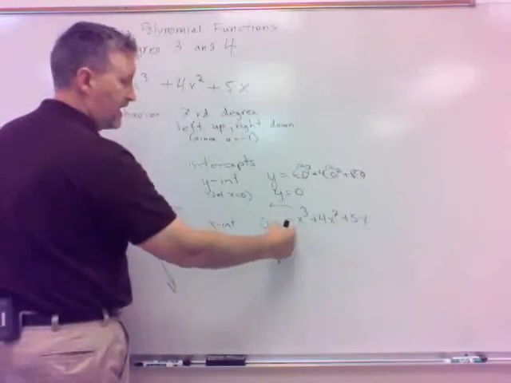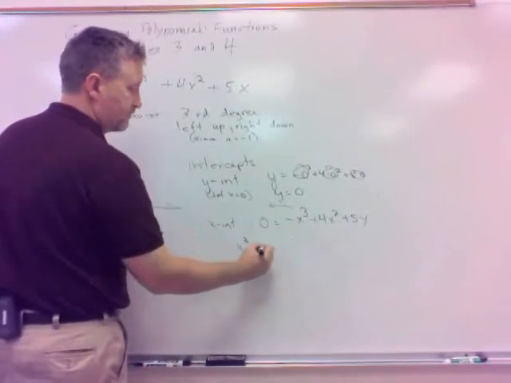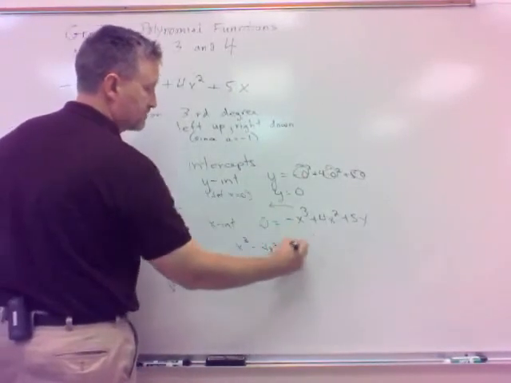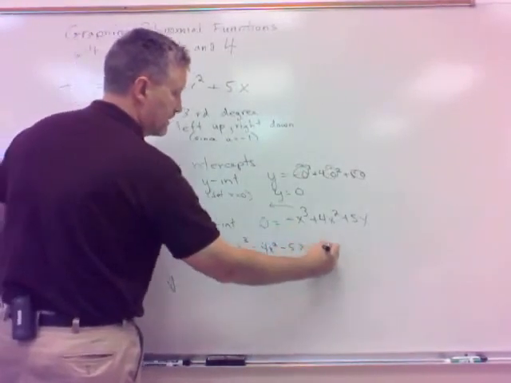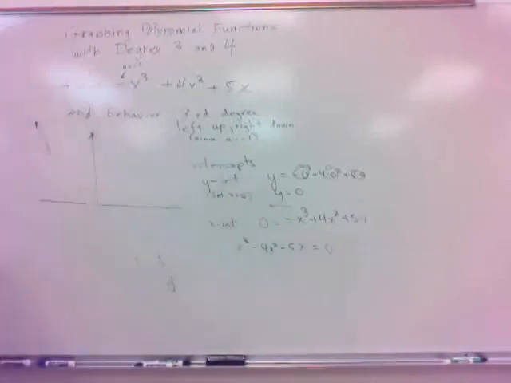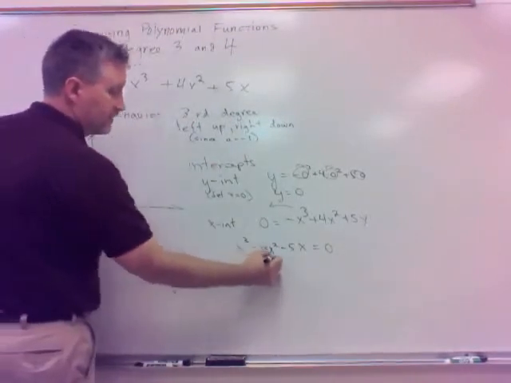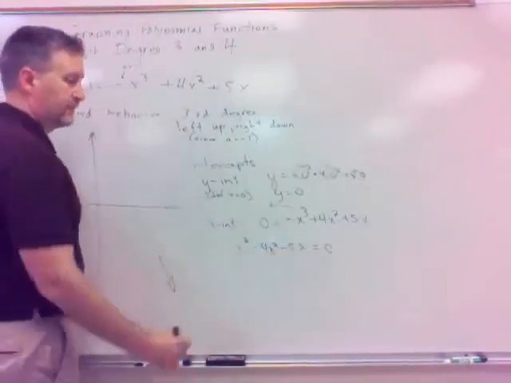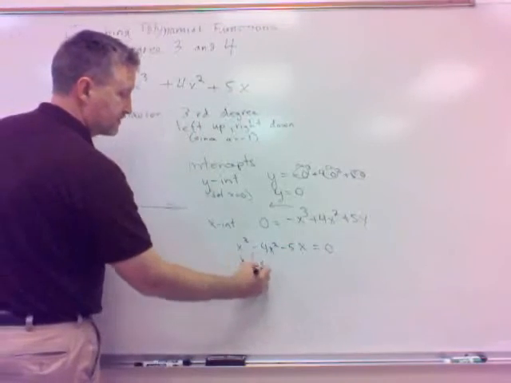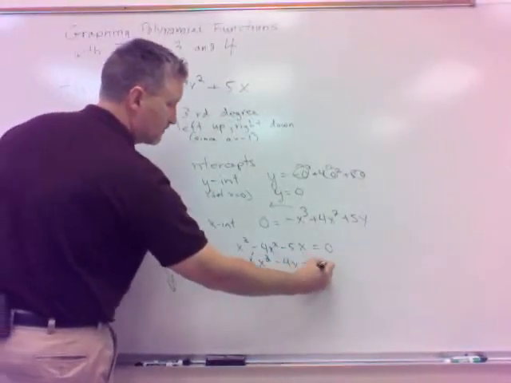So I'm going to add x squared to both sides. Add x cubed to both sides. I'm going to subtract 4x squared from both sides. I'm going to subtract 5x from both sides. Just move all the terms over, change their signs, and it makes it a little easier to factor if we do that. So now we can factor. We've got a GCF, don't we? Everything has an x in it. So we factor off an x. So that'll leave parentheses x squared minus 4x minus 5.